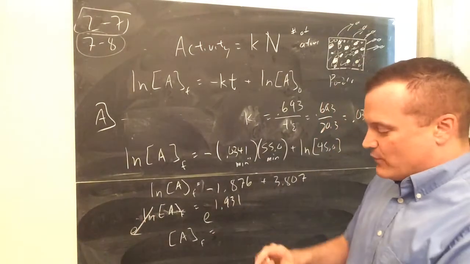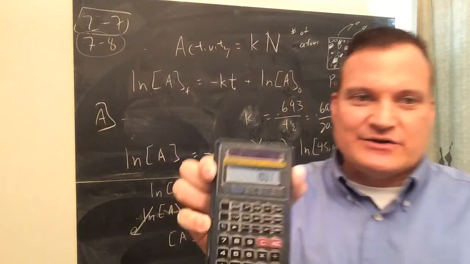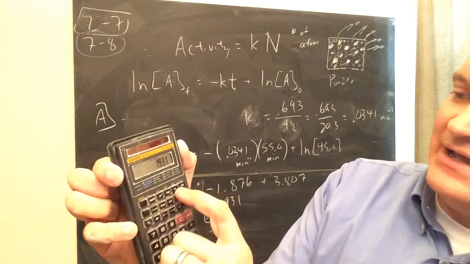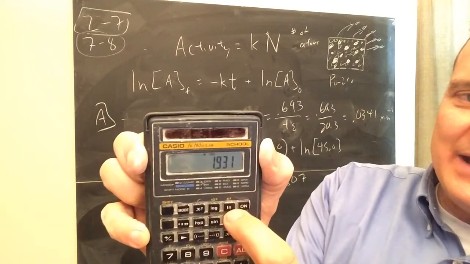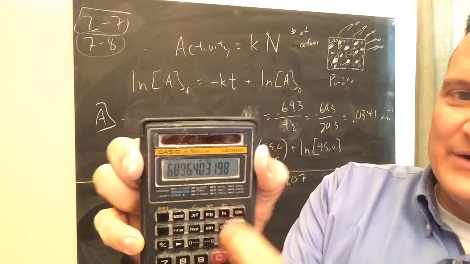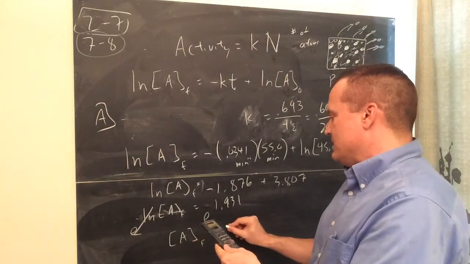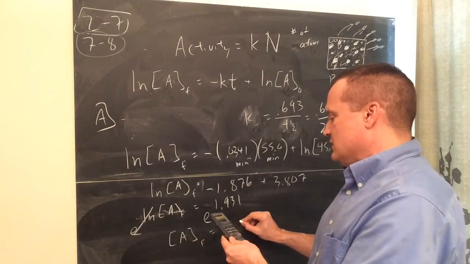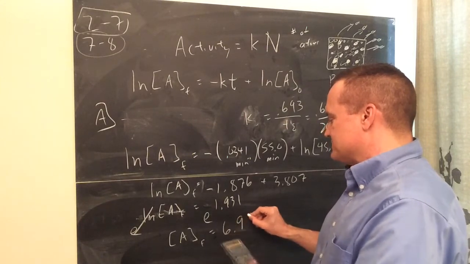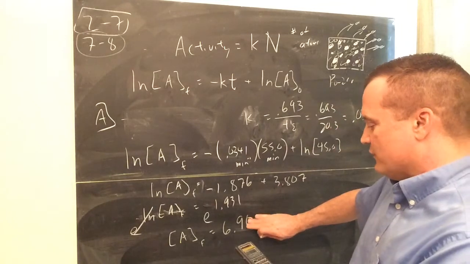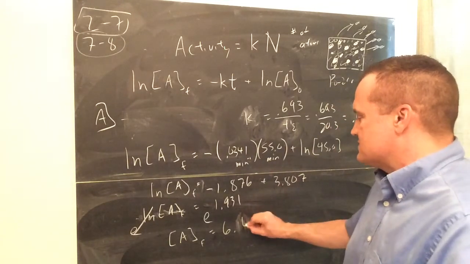So e to the 1.93. On my calculator, I type in 1.931, then shift Ln, and that gives me e to the x by pushing the Ln button. And there it is. It says 6.90 pretty much. You could put 896 if you want to, but I'll put 6.90. Well, I guess technically I will put the whole number, 6.896.